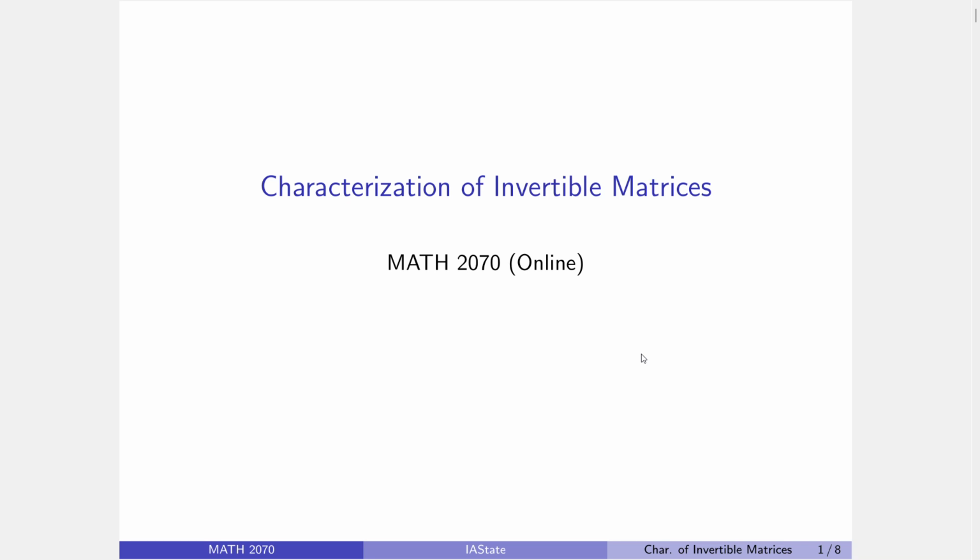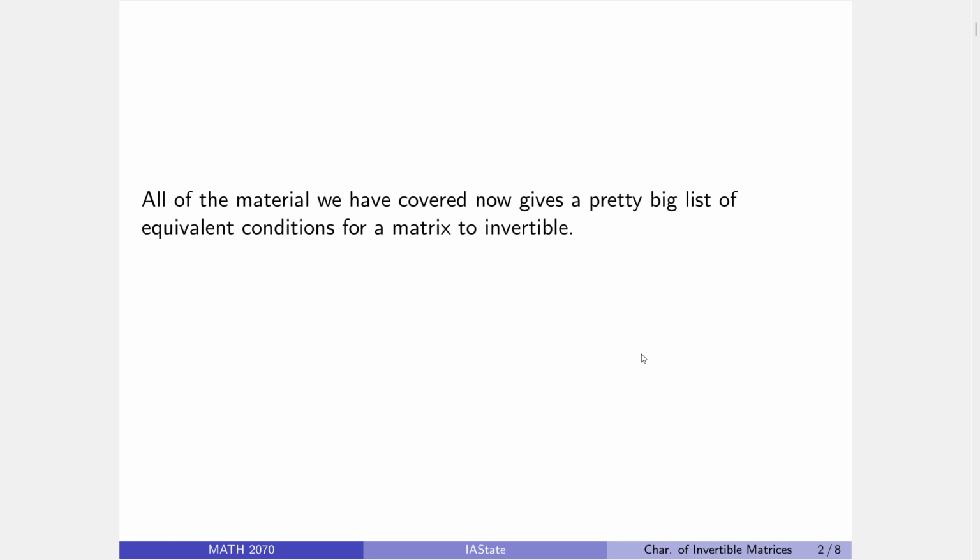Another 2070 online section here at Iowa State. And today we're going to be talking about some characterizations of invertible matrices. So, we have introduced the concept of an invertible matrix, and we actually have basically a whole bunch of stuff that gives me necessary and sufficient conditions for a matrix to be invertible.